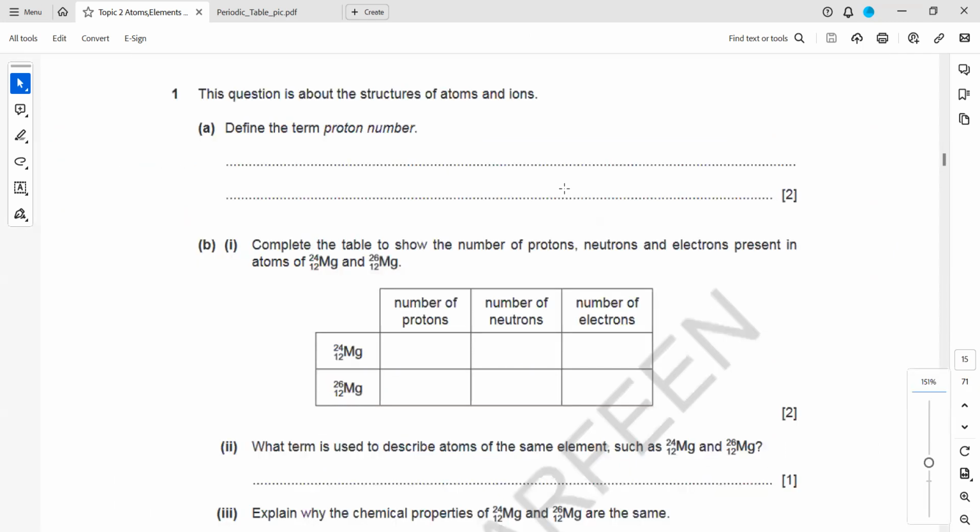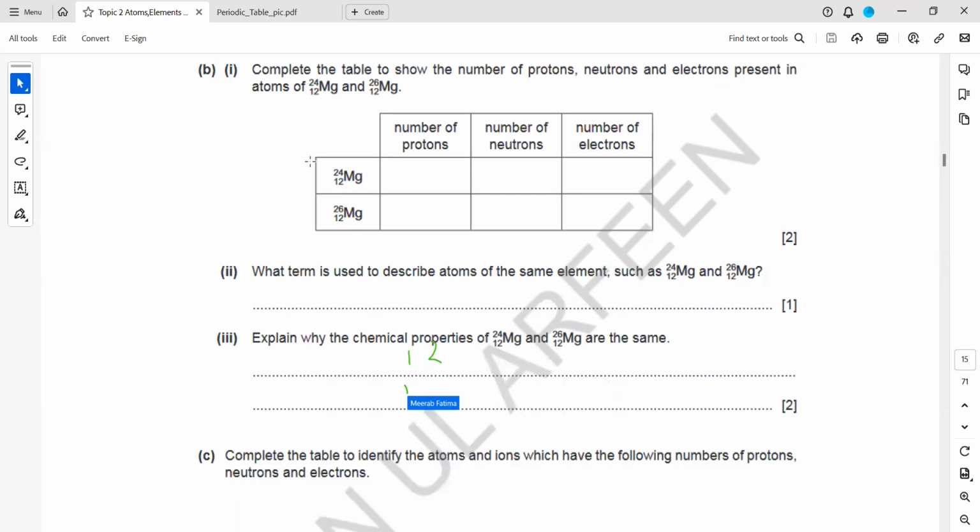This question is about the structure of atoms and ions. Define the proton number. A standard definition. What is the meaning of a proton number? A proton number is the number of protons inside the nucleus. One mark is for mentioning number of protons and one mark is for mentioning inside the nucleus.